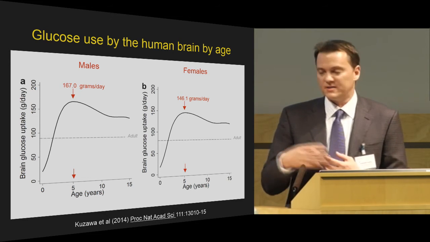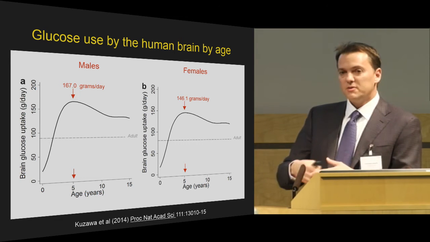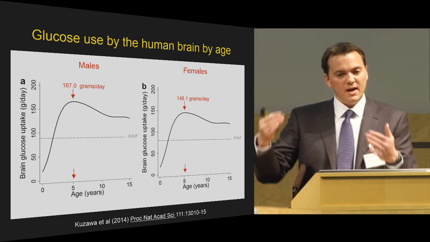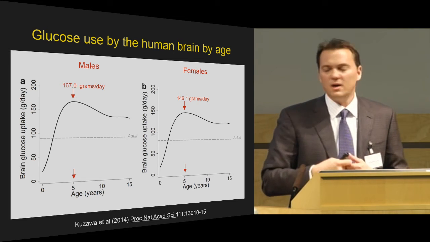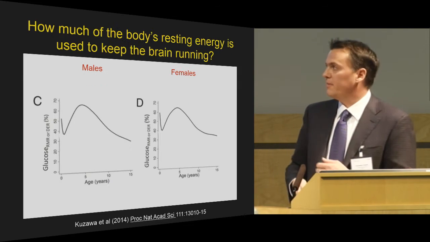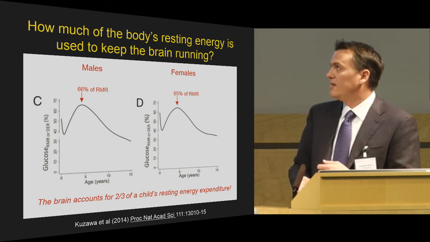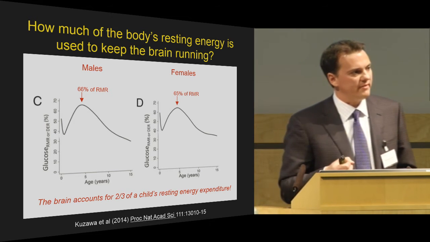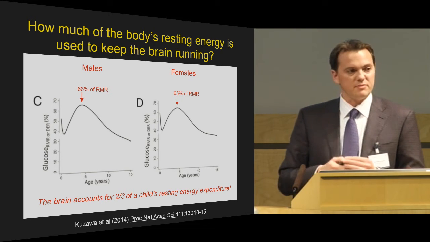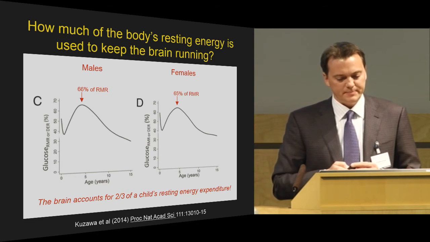And so the next step is to convert these grams of glucose into caloric equivalents and then divide by resting metabolic rate to get a sense for what percentage of the body's RMR is going to the brain, like I showed earlier, and this is what those figures look like. It's peaking out at about 2/3 of RMR at about 5 years of age. Right, so this is really substantial. It's really dominating the body's energy budget.